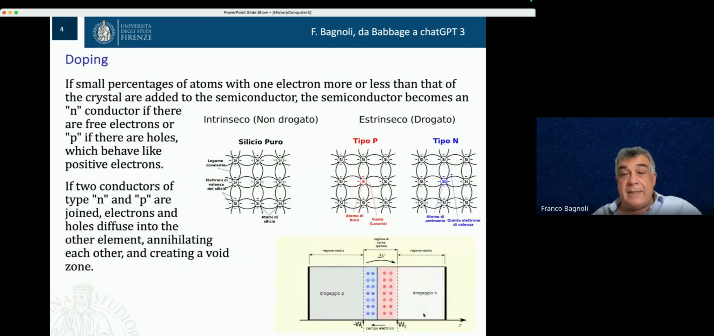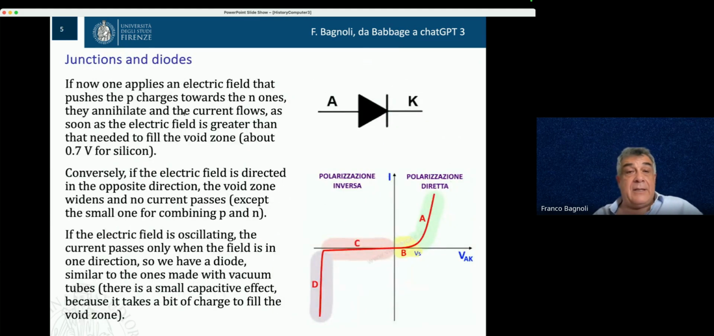In this case, clearly, if you try to conduct current in one direction, you increase this part, which is essentially composed of charges of the opposite type, while in the other sense you are reducing this. And so at the end, this junction works like a diode. So it allows the current to pass only in one direction. Clearly, you have to pay a small amount of voltage. So essentially, this is the characteristic.